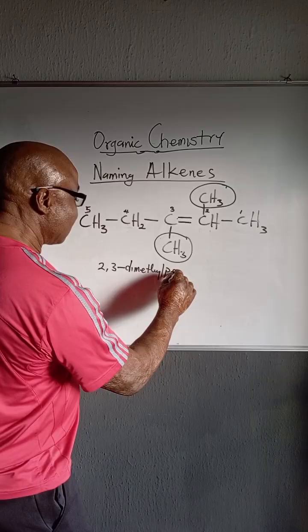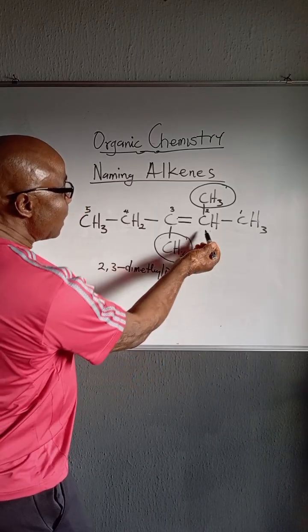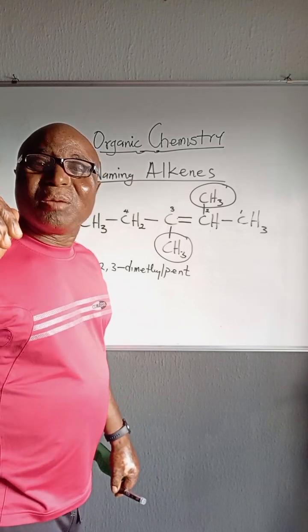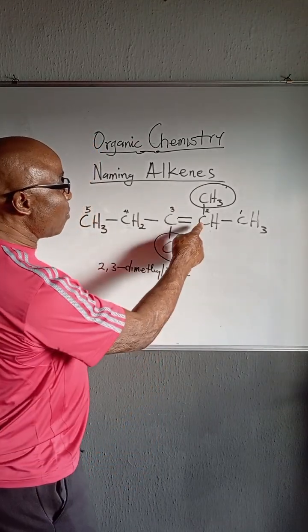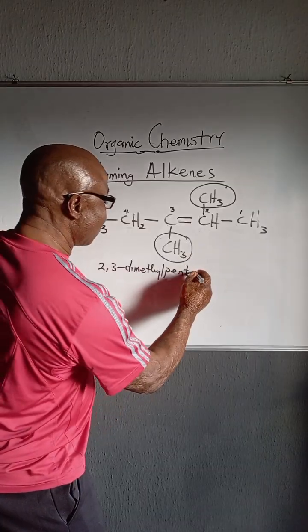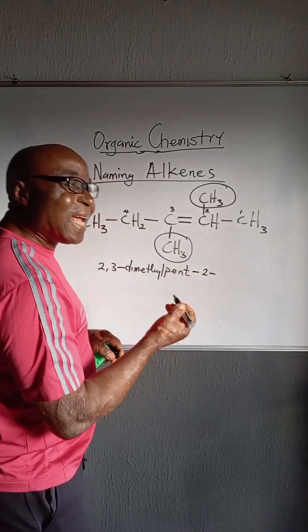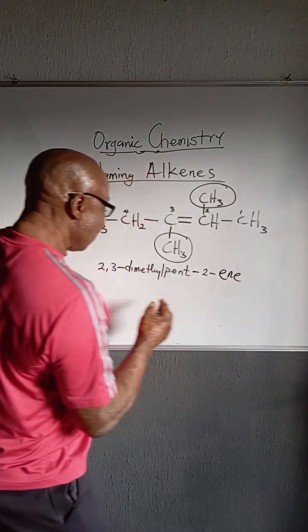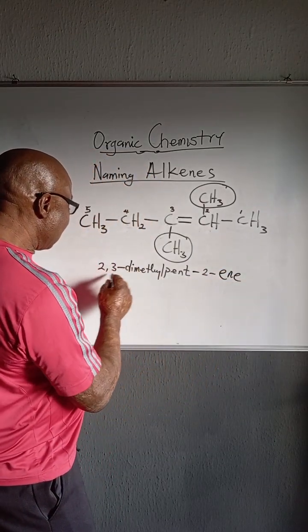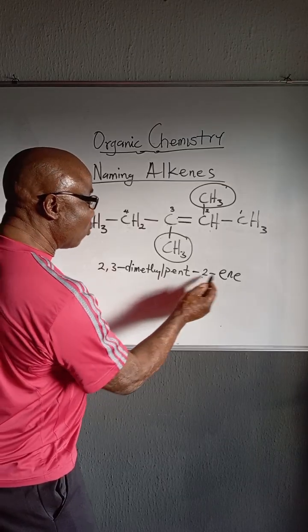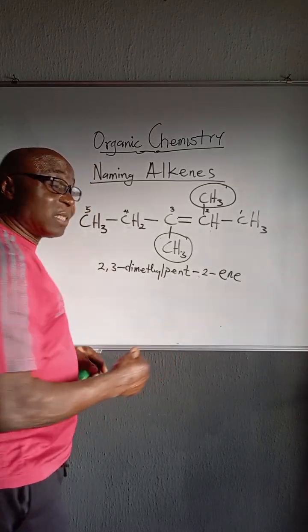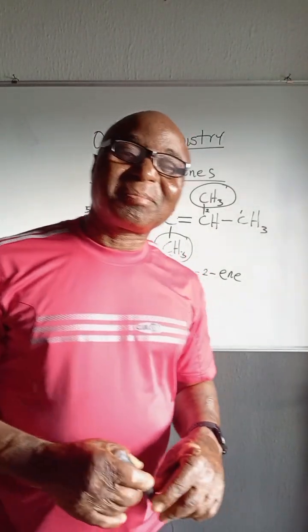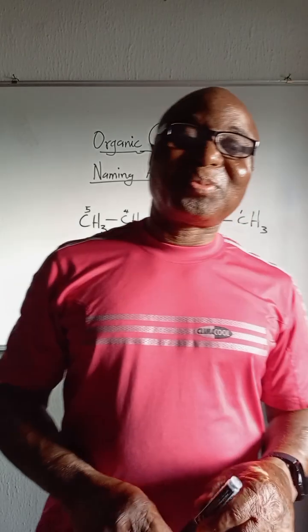Pent. Take note of that. Remember, the rule for naming alkenes says you must use a number to show the position of the double bond. The double bond is on the second carbon atom. Then we are going to have 2, adding the suffix -ene. So the correct name is 2,3-dimethylpent-2-ene. Say that. 2,3-dimethylpent-2-ene.